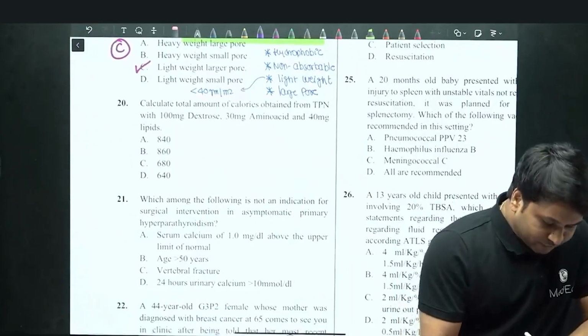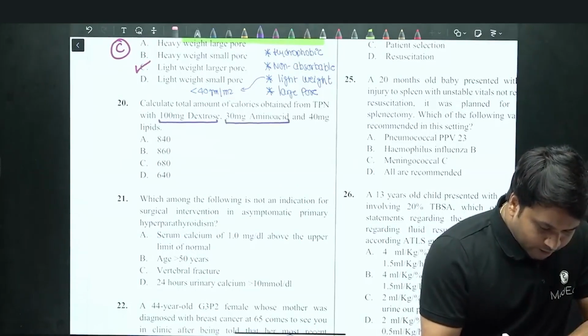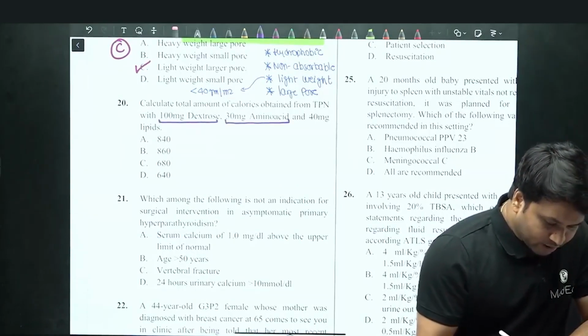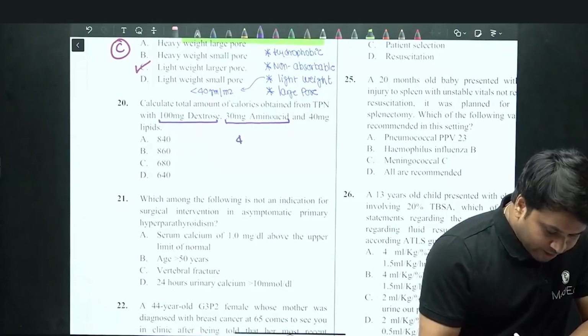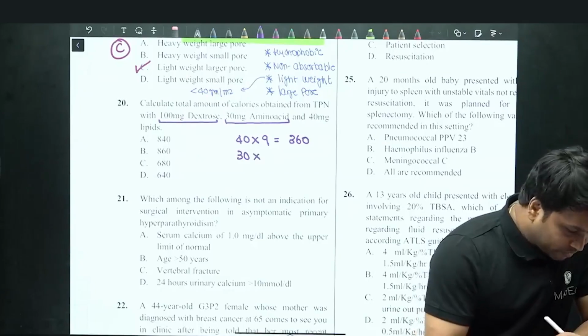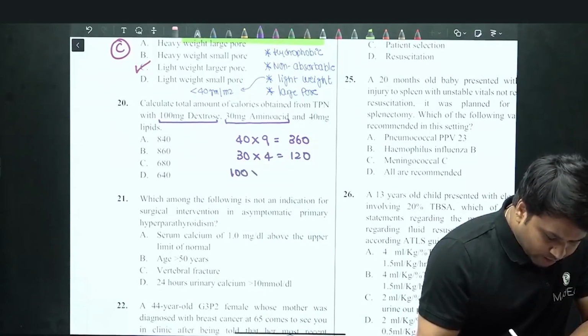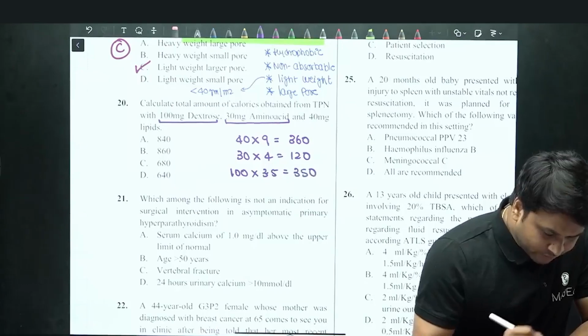So we have sugar 100 grams, amino acids, which is protein, 30, and then you have lipid, fat. So 40 milligrams of fat, that is going to be 9 kilocalories per gram. So it is going to be 360 kilocalories. 30 of proteins, right? Proteins is going to be 4 kilocalories, that is 120. And then you have 100 grams of carbohydrate, that is 3.5, which is going to be 350.